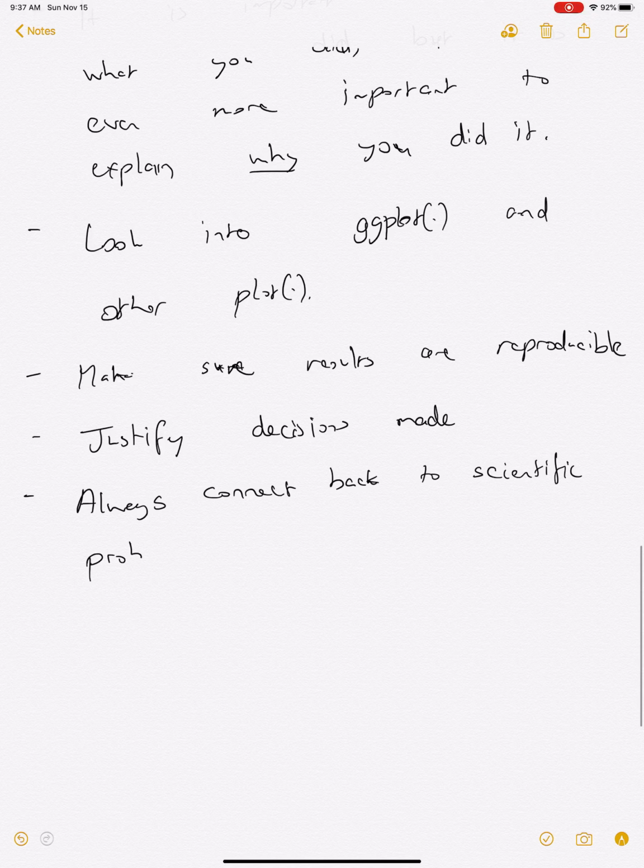So you always need to connect back to the scientific problem that you're working on. This is why it's important to start with a particular scientific question or scientific problem, because everything that you do should connect back to that, and you should always keep this in mind. Whenever you're making a decision, whatever you write in the report, say why this is a good thing to do for the scientific problem that I have in mind.